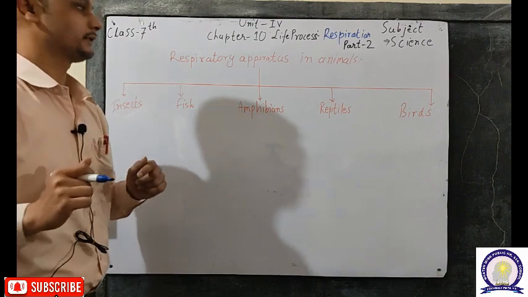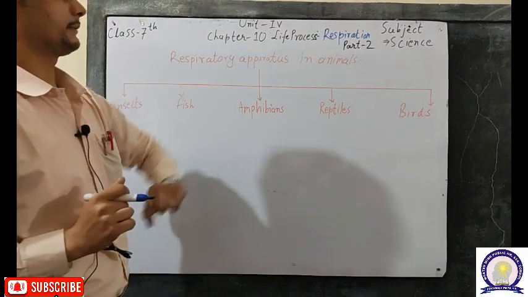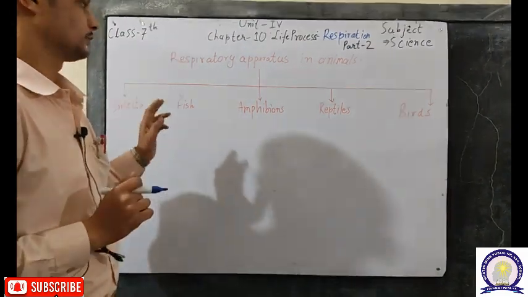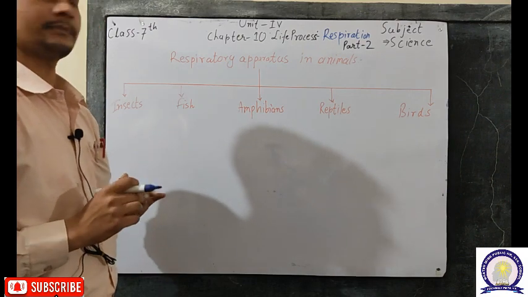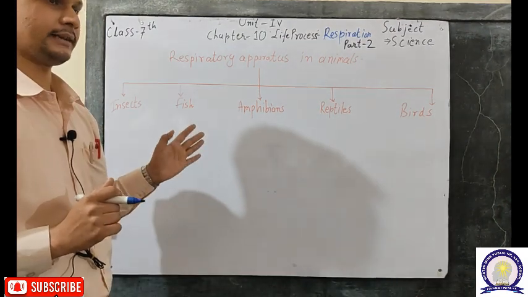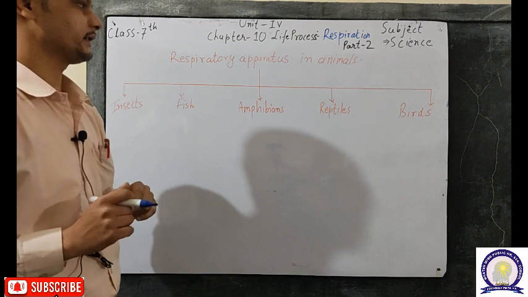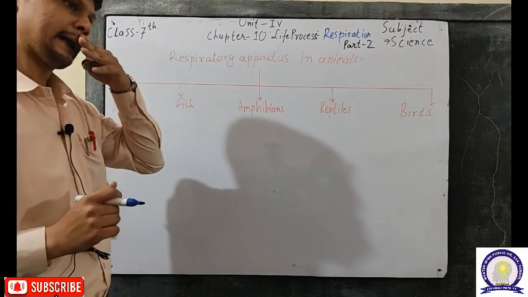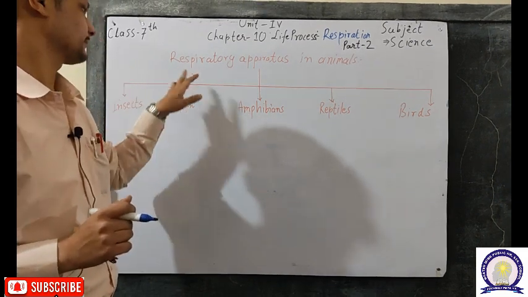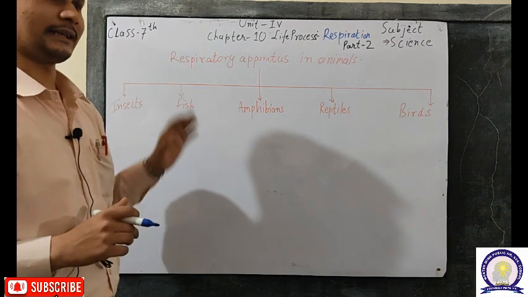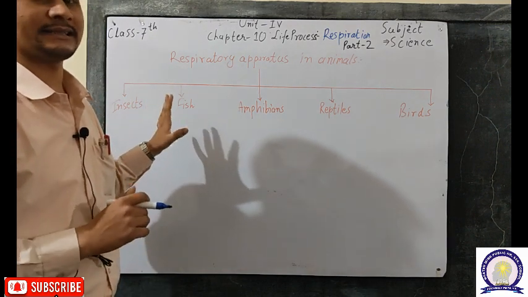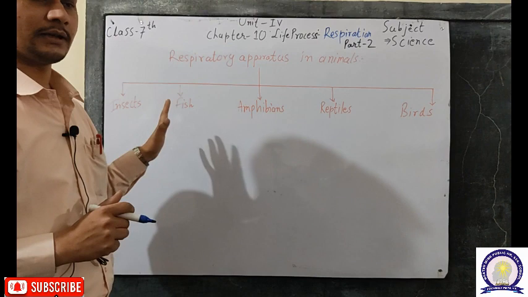So, welcome to the second part of Chapter 10, Life Processes: Respiration, part 2. In the last video we discussed various information about the respiratory system in general. Now today we will discuss the respiratory apparatus in animals. In the last video I told about the respiratory apparatus in single-celled or small animals.